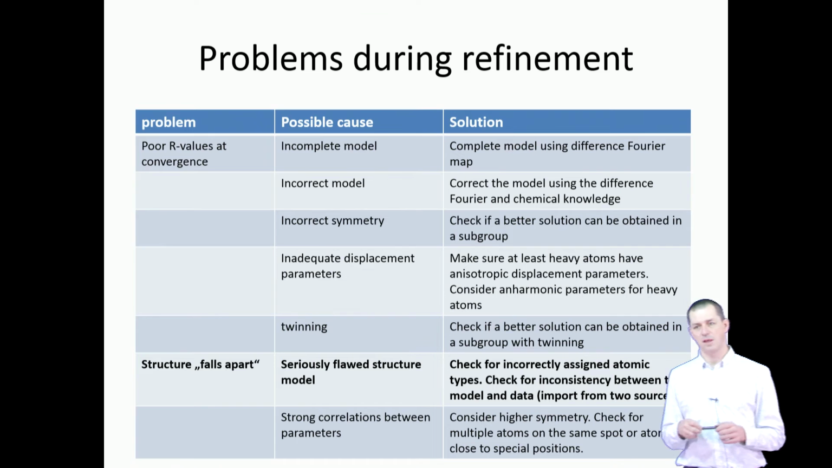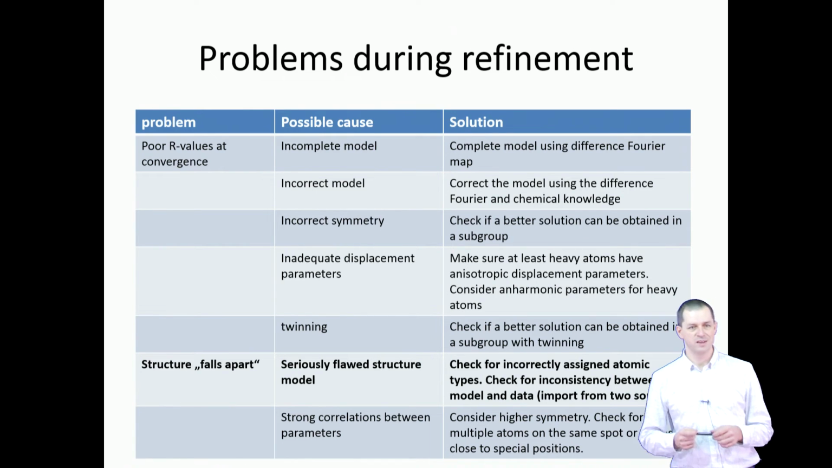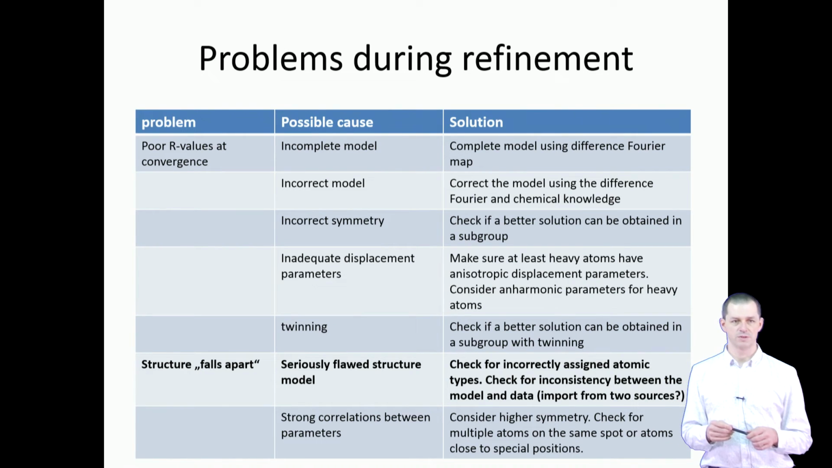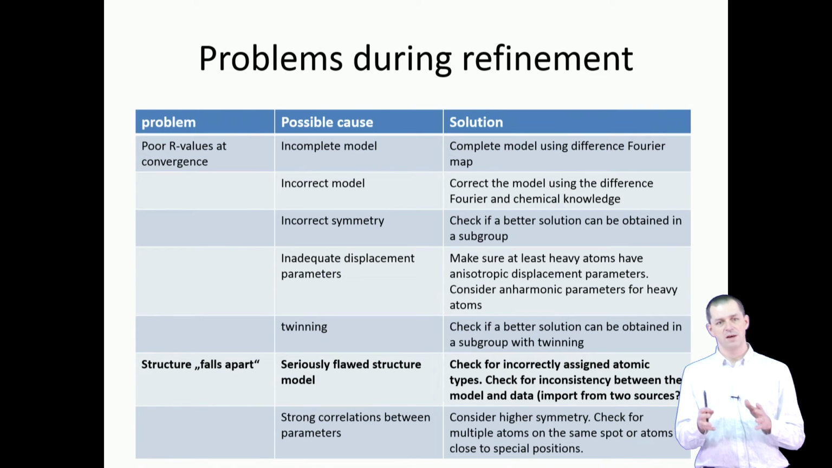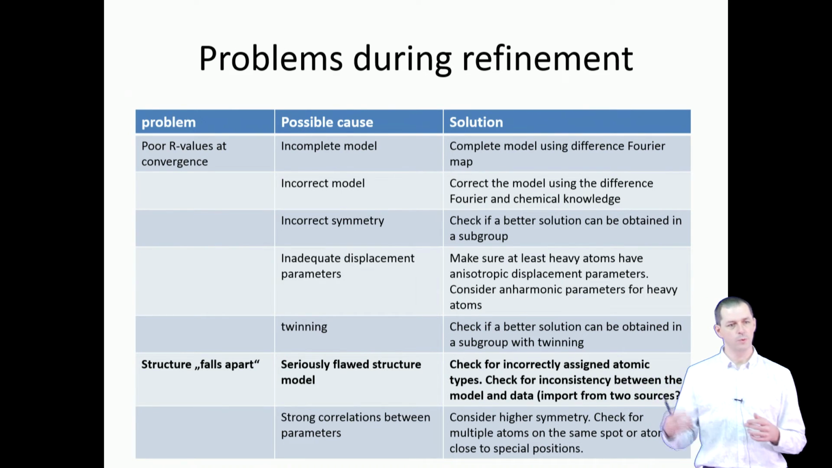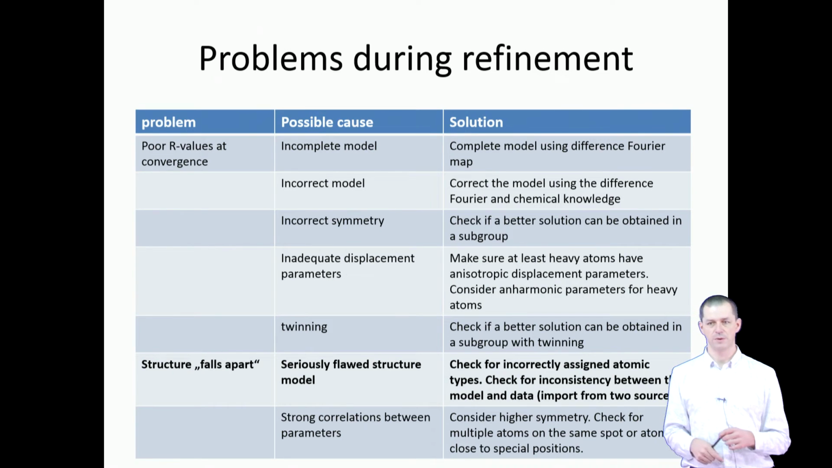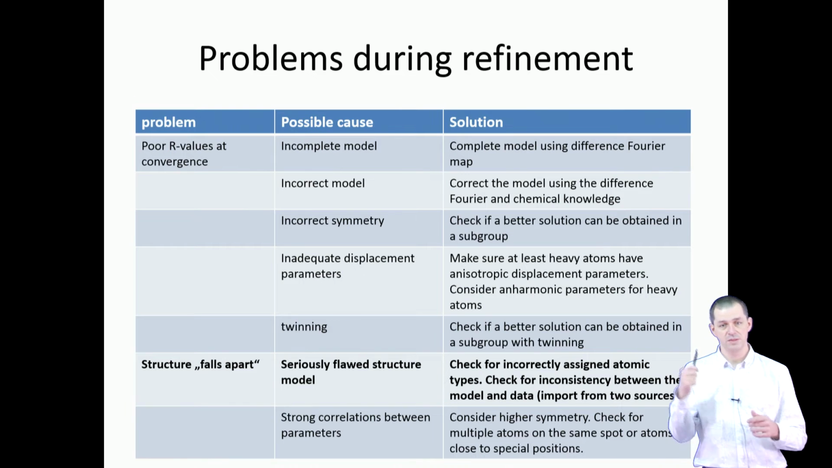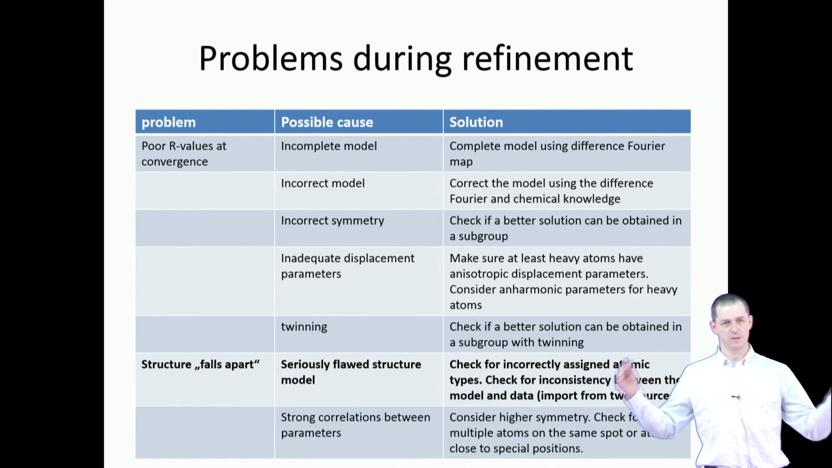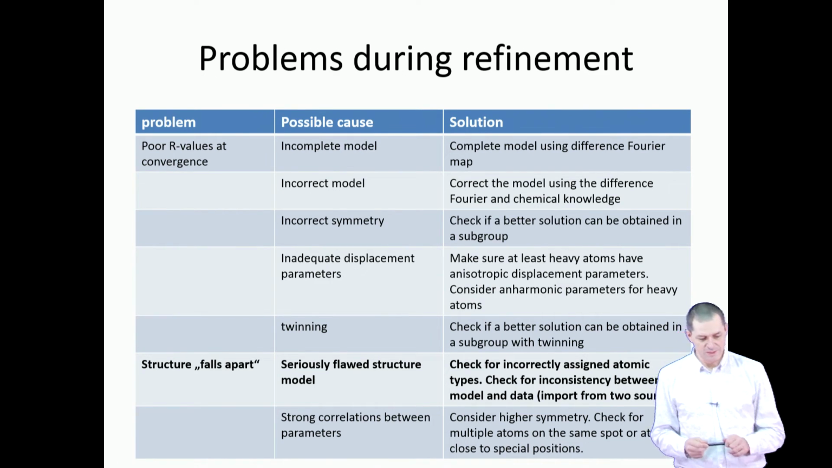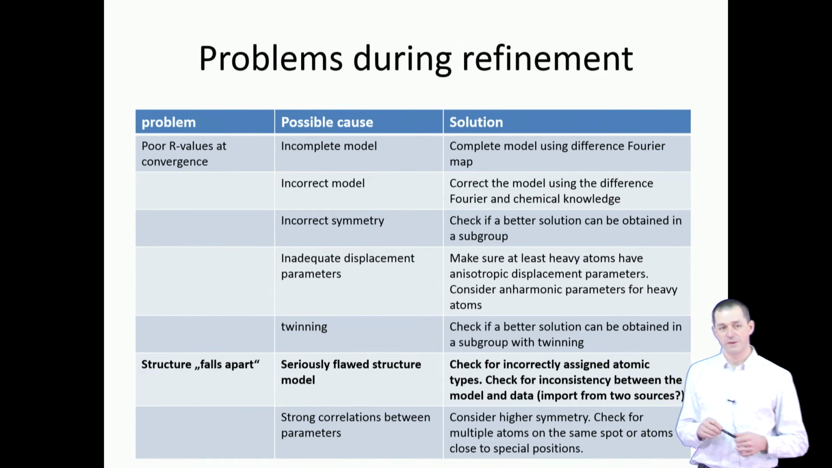This hardly happens if you do a normal procedure, but it can happen if you try to combine data with a structure model obtained from some other source. Typical case, you have data on a material of which structure is known, and you want to import the structure model from the database and verify if it matches your data. So you import the data, you import the structure model, which should be okay because it's from the database. You try to refine and you get a terrible result. And you start thinking, oh, what happened? I collected wrong data.